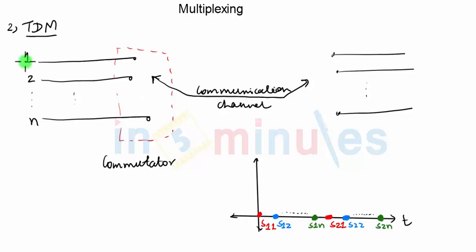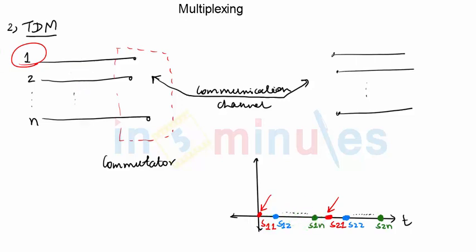So how am I transmitting signal number 1? Signal number 1 is transmitted in the form of all these red samples. And in between the samples of signal number 1, what do we have? We have samples coming from other signals in that case.